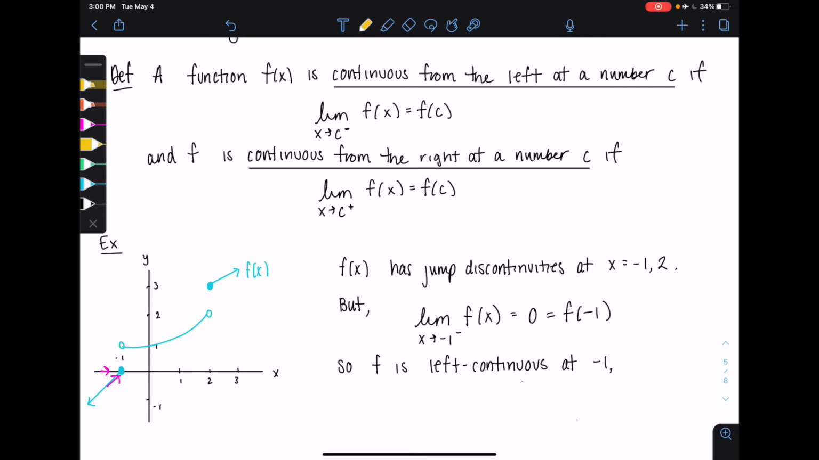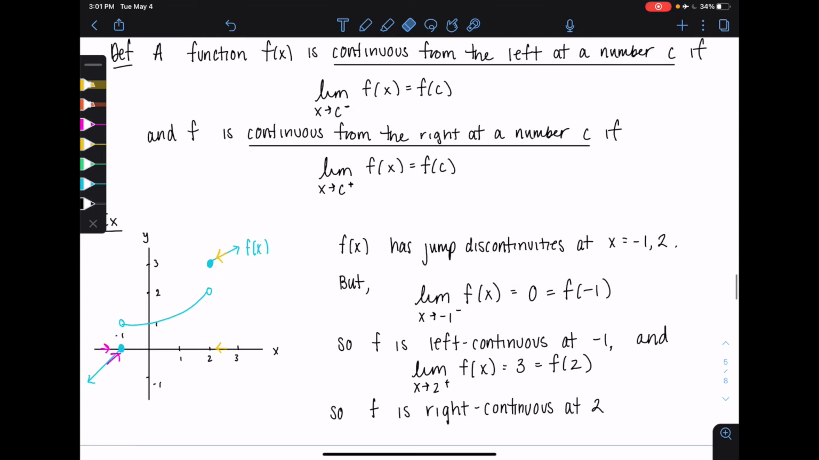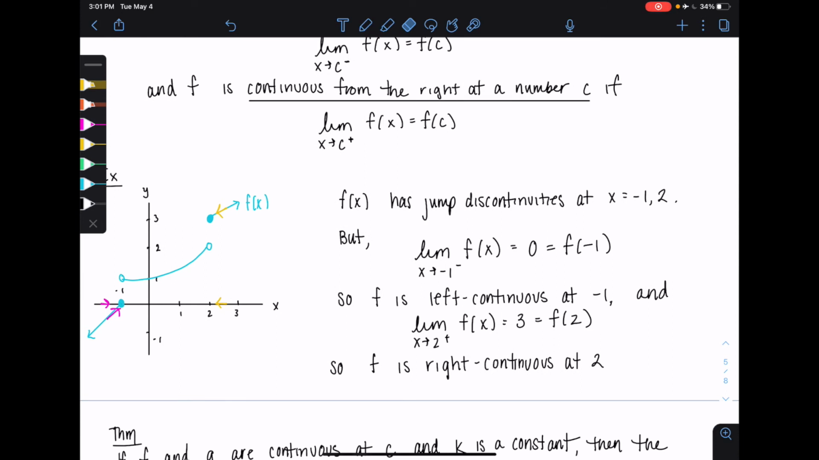And likewise, if I approach 2 from the right-hand side, and I'm tracing the graph, it goes to the output of my function. If I take the limit as x approaches 2 from the right of my function, it goes to 3, which is the exact output at 2. So f is right continuous at 2. Okay? So overall, it's still not continuous at that point, but at least you have it from that single direction. Same kind of idea with limits. It can exist from one side, but the overall won't exist.